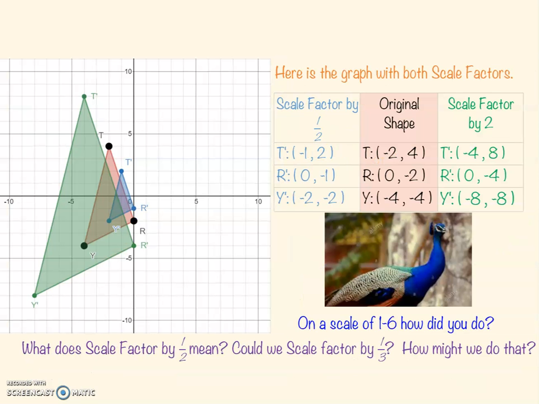All right, so here's our finished original solution with our scale factor by 1/2 and our scale factor by 2. Make sure that when you're writing those points and you label them, that you are giving them their prime notation, right? So they're T prime, R prime, and Y prime. So really quickly, make sure that you have these correct. If not, just correct them and then make a note to yourself. What did you do wrong and how could you get them correct the next time?